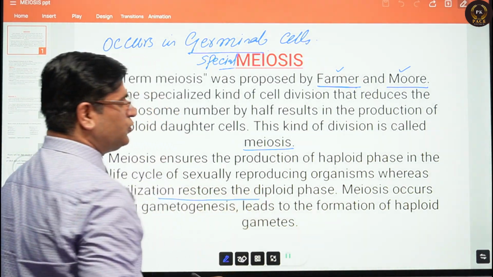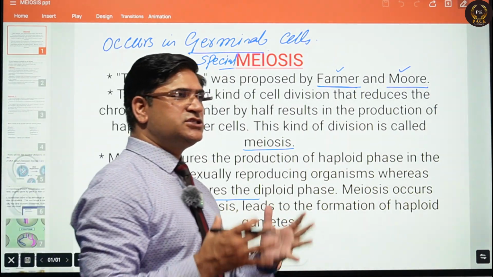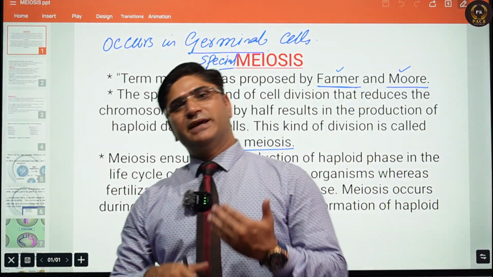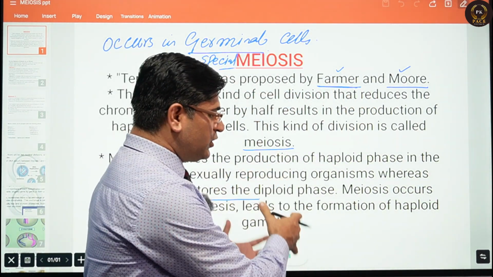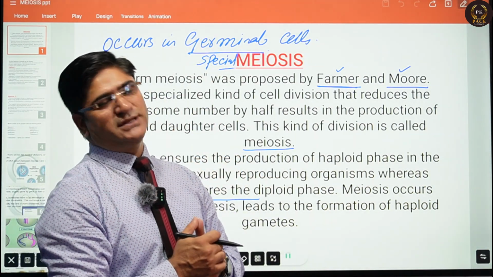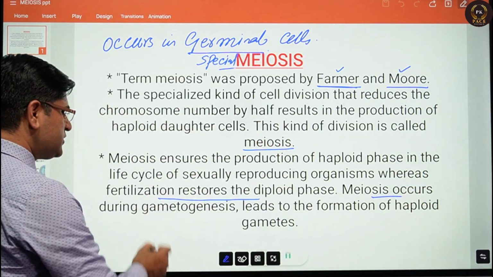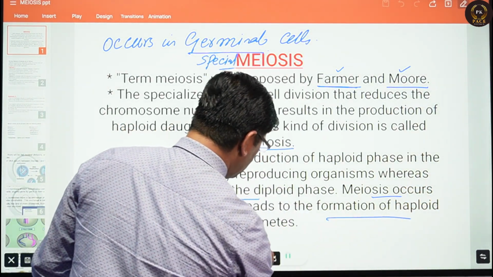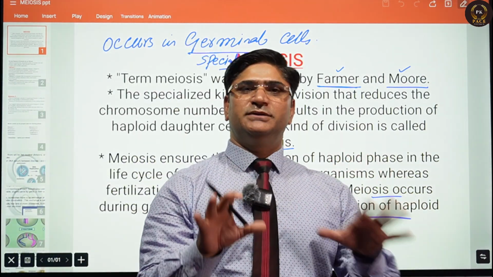Meiosis occurs during gametogenesis, that is, when a diploid organism forms gametes, those gametes are formed by meiosis. When the meiotic division occurs, haploid gametes are formed from the diploid cell. So meiosis occurs during gametogenesis, which leads to the formation of haploid gametes. This is the main function of meiosis.